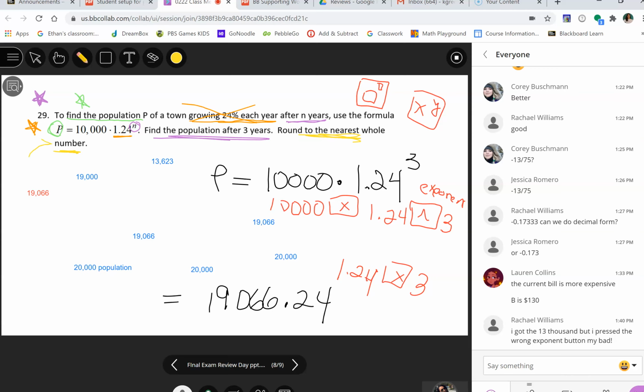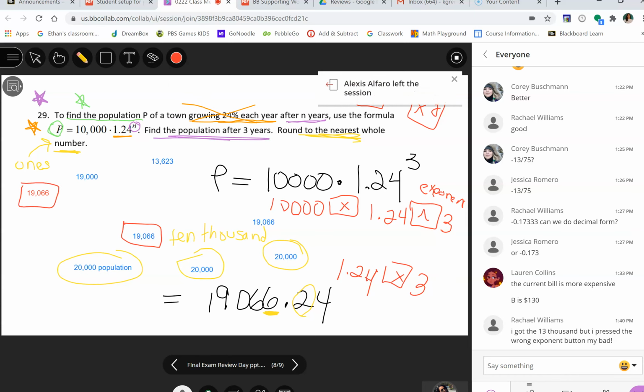Whole number is the ones place. Some of you who answered 20,000 rounded that to the nearest 10,000, so it would have been counted wrong on Blackboard. The nearest whole number is this ones place right there, that 6 in the ones place. When I look behind it, there's a 2, so I don't bump it up. So the correct answer is 19066. So that one would have been right.